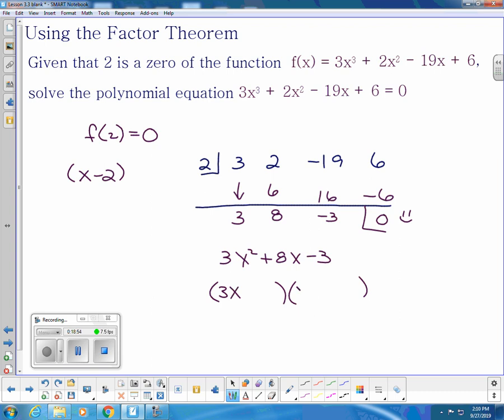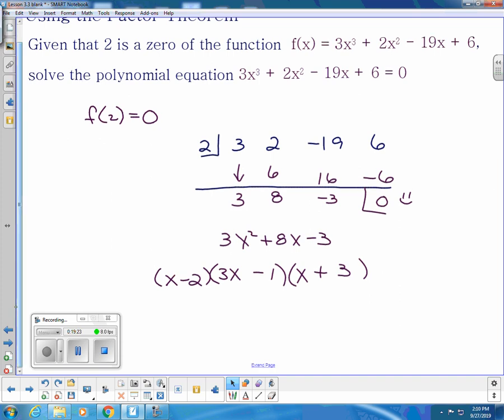We know the first guy is 3x and x. The last term has to be made up of a 1 and a 3. My outside is 9. My inside terms multiply to 1. If I subtract those, I get 8. So that's my factor. Keep in mind, I still have this factor. Right? So there's all 3 of my factors. It's a cubic. It will have 3 factors. And then I can set each of these factors equal to 0. We know this one's already a 2. What does this guy give me when I set the middle guy equal to 0? 1/3. Good. And the last guy is going to be -3.